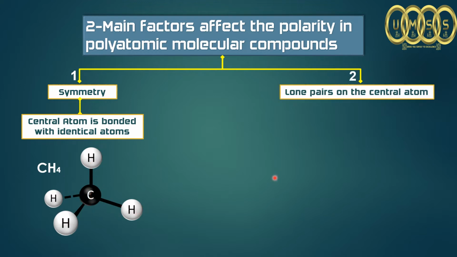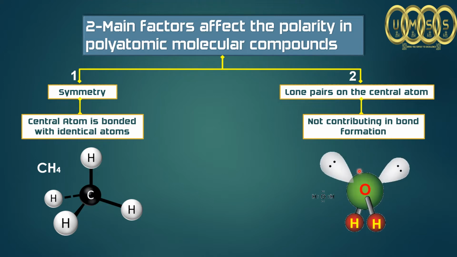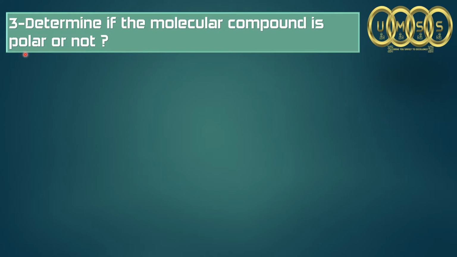Factor 2 is whether the central atom has lone pairs of electrons or not. Lone pairs of electrons means the electrons which are not contributing in bond formation, like the two lone pairs of oxygen in the water molecule. Now we need to determine if the molecular compound is polar or not.